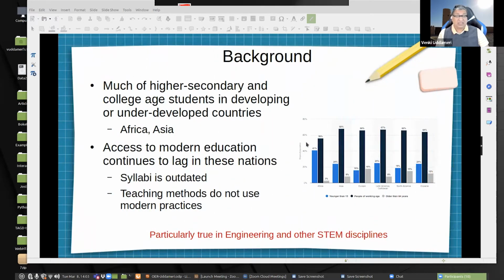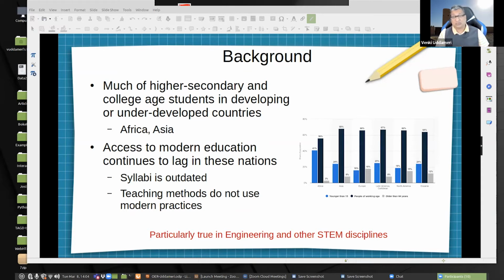So one thing we see globally is that a significant portion of our higher secondary or college age students is significantly much more in developing nations, particularly in Africa and Asia. And this also means that the future engineering workforce will predominantly be dominated by people coming out of these countries. And if you start looking at education backgrounds in them, there are a lot of great engineering schools out there, but access to modern education continues to lag in most of these nations.